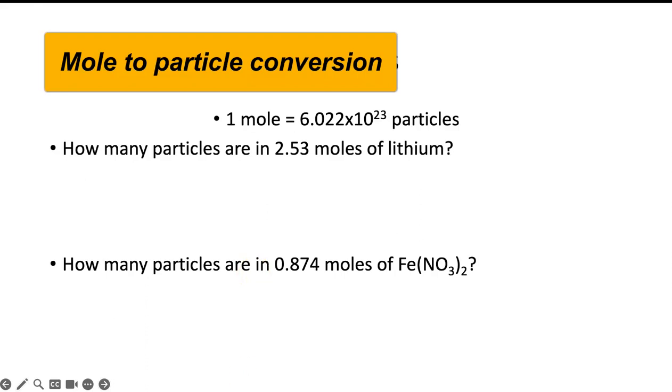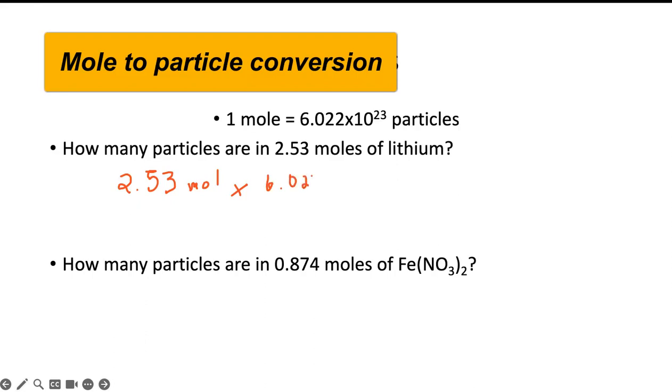Here I have 2.53 moles of lithium. I'm going to start off by writing my given number, 2.53, and I have that many moles. I'm just going to write MOL because that's how we abbreviate moles. Then I'm going to multiply this by a conversion factor. The thing that I want to go to goes on top, so my 6.022 times 10 to the 23rd power goes on the top.